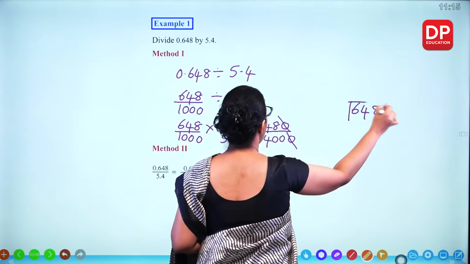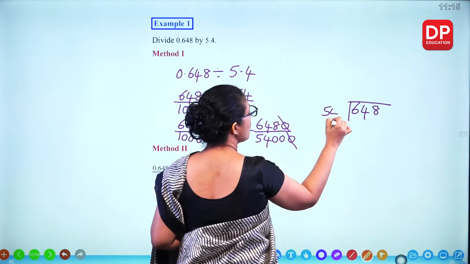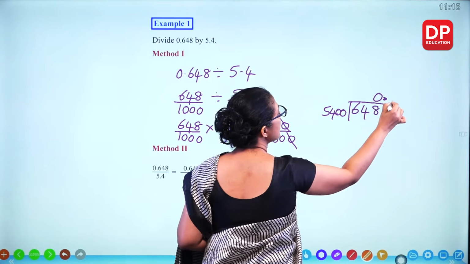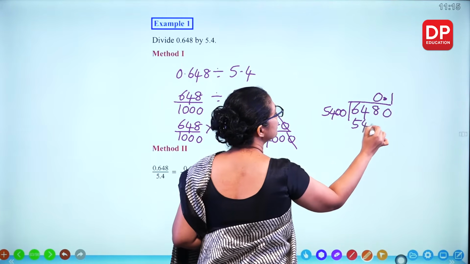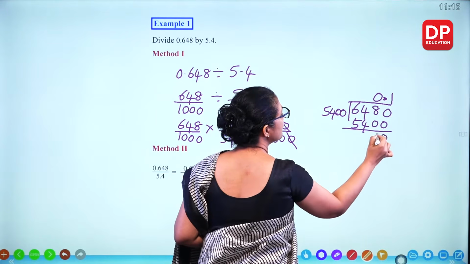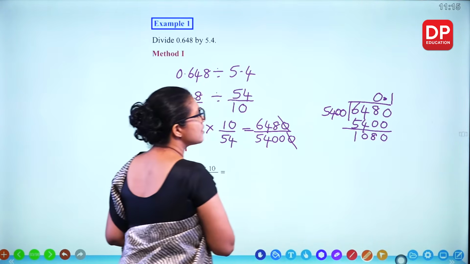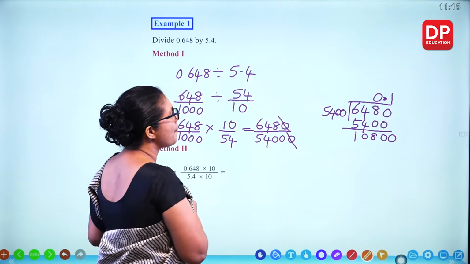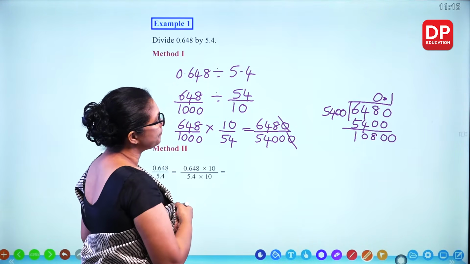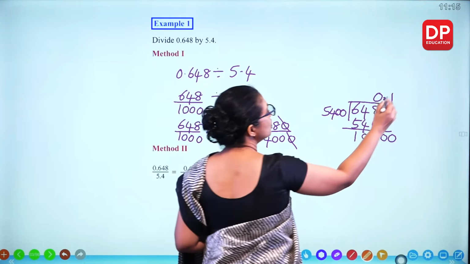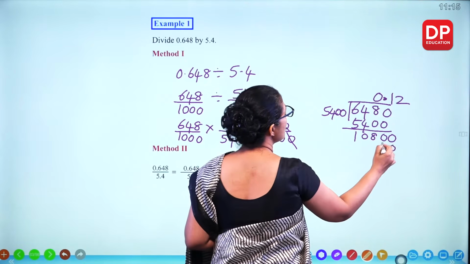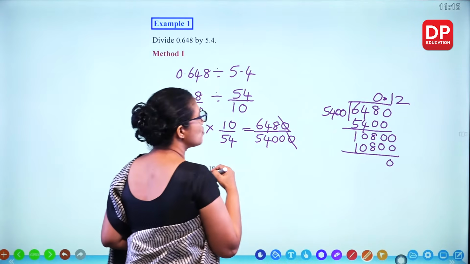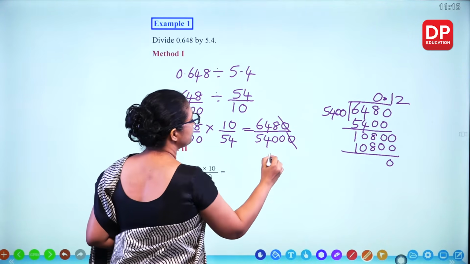648 divided by 5,400. Nothing there. For this, get 1. When you subtract, you get 1080. When you put another 0, how many? 2. You get 2. 2 times 0, 0. 2 times 8 and 10. So that's 2. So 0.12.